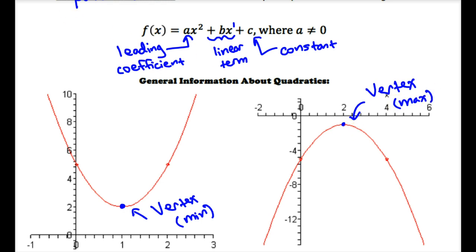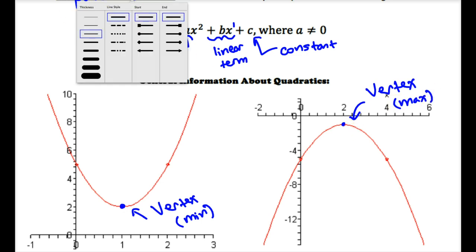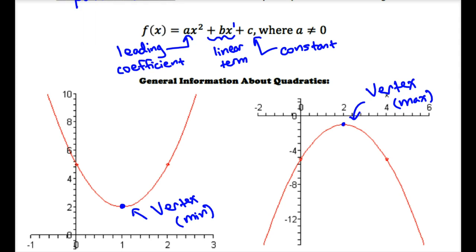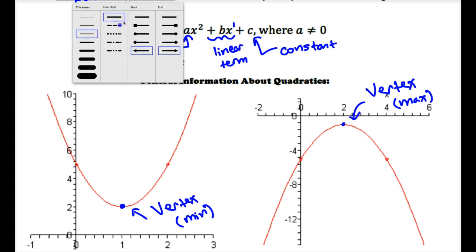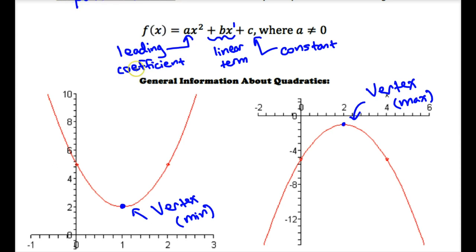The vertex lies on an imaginary line that we refer to as the axis of symmetry, and that's a straight up and down line. So again, if you imagine this invisible vertical line going directly down through the middle of the parabola, that's where the vertex is going to lie.